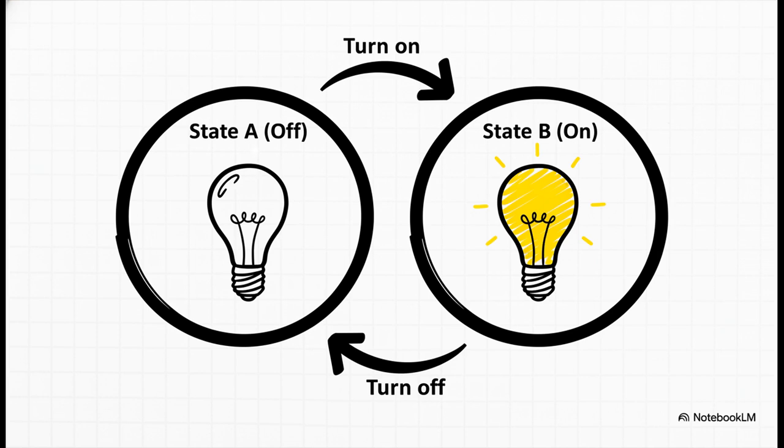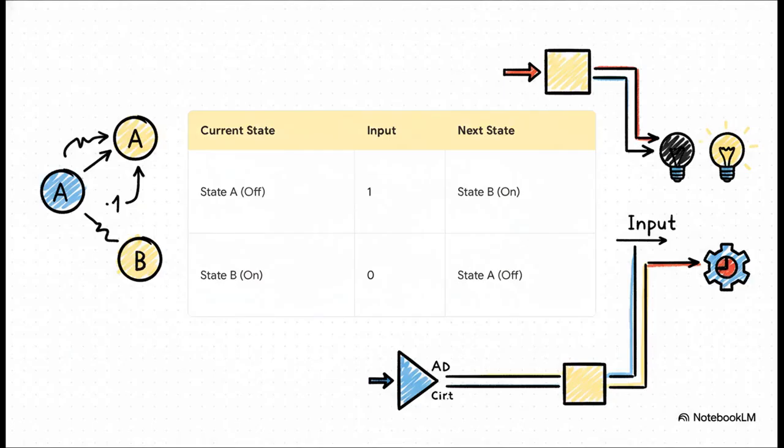And if we're in state B and get an input of 0, we just follow the arrow right back to state A. See, we've just visually mapped out the entire logic of a simple on-off switch. The next logical step is to turn that diagram into a state table. This is just a really clean, organized way of writing down those rules we just drew.